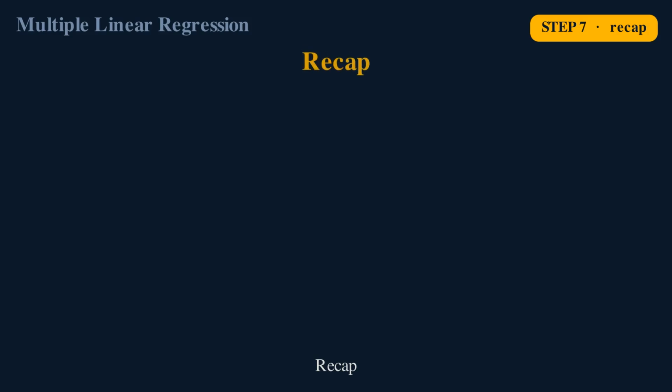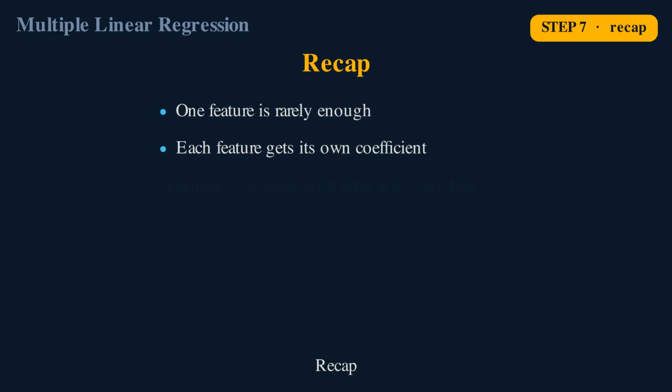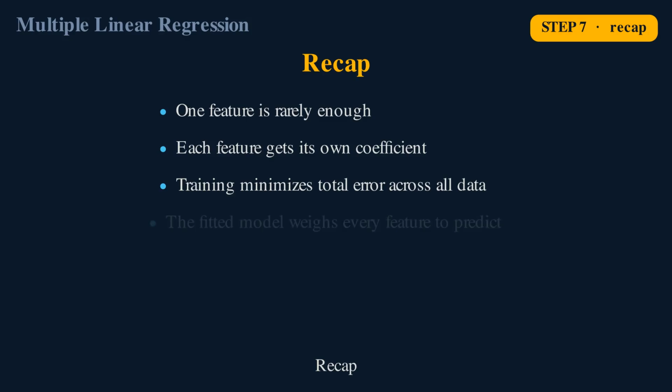Let's recap. One feature is rarely enough. Multiple linear regression combines several features, each with its own coefficient. Training finds the coefficients that minimize the total error, and the fitted model weighs every feature to predict new outcomes.